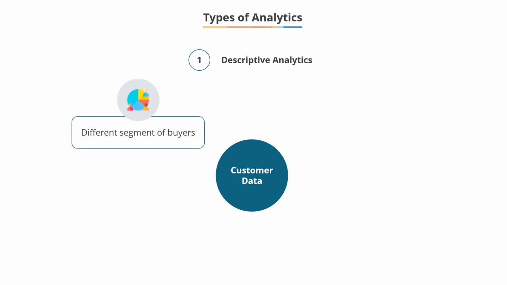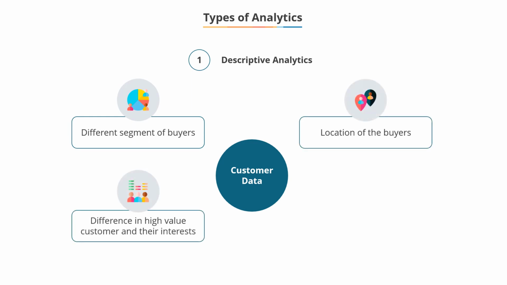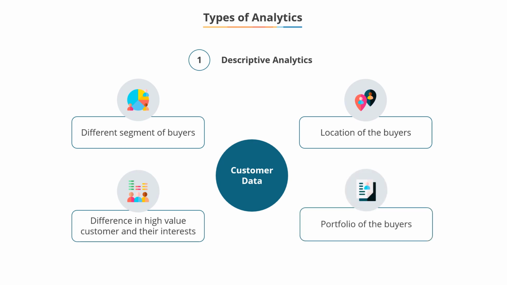How many different segments of buyers are we dealing with? Where are these buyers located? How do high-value customers differ? What are they interested in? What is the income, age, number of children, occupation, and regional breakdown of these buyers?